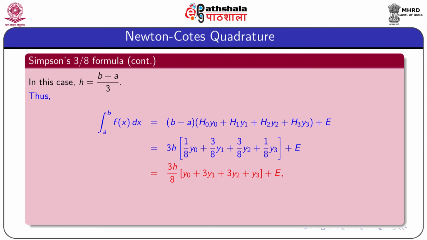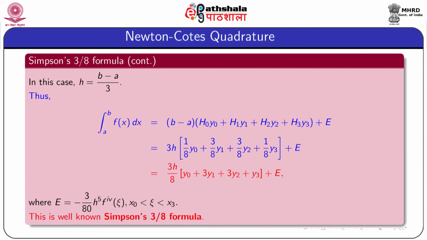So, for this factor 3 by 8, the formula is known as Simpson's 3/8 formula, and the error of this formula is given by minus 3 by 80 h to the power 5 into the fourth derivative of f at xi, where xi lies between x0 and x3. Obviously, this formula is known as Simpson 3/8 formula.